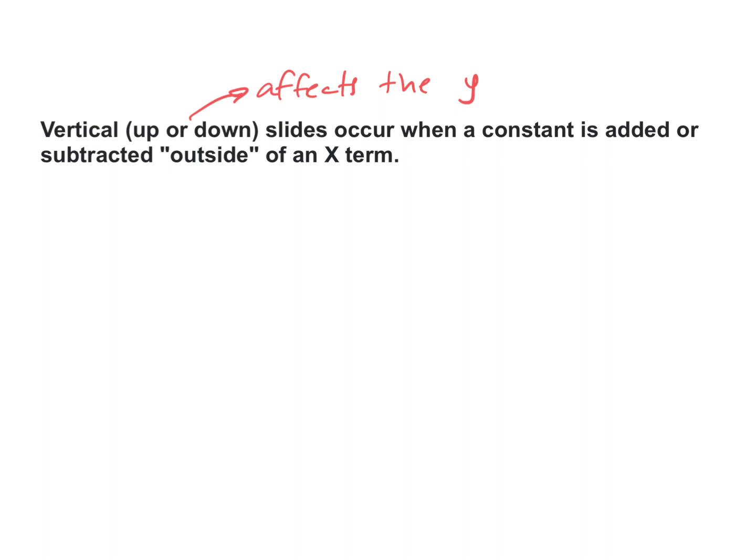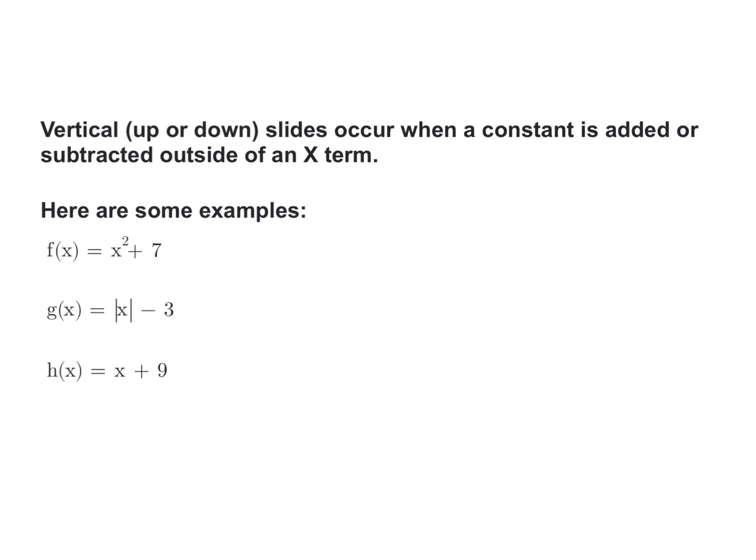Now I'm going to give you 3 examples of outside types of problems. First we have f of x equals x squared plus 7. Then we have g of x equals the absolute value of x minus 3. Then we have h of x equals x plus 9. And this one's kind of a special one, and I'll talk about that one here in a second. Go ahead and get those down, and then I'm going to talk about what you're going to be doing in your homework today and what I'm expecting you to do.